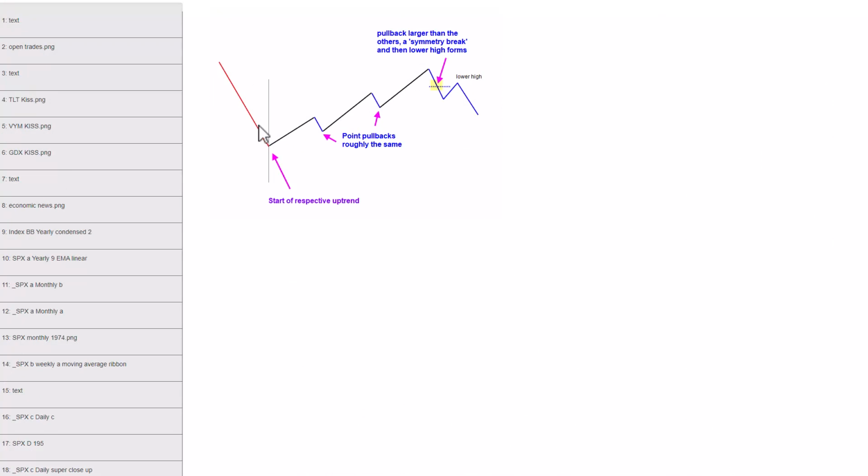Next. Image number 21, here's symmetry, guys. This is a very good example of symmetry. You note your respective trend, you're uptrending. You note your pullbacks. When you have a pullback larger than the other ones, that's a break in symmetry. It tells you with high odds you're going to form a lower high. So exactly what I just showed you in the previous chart.